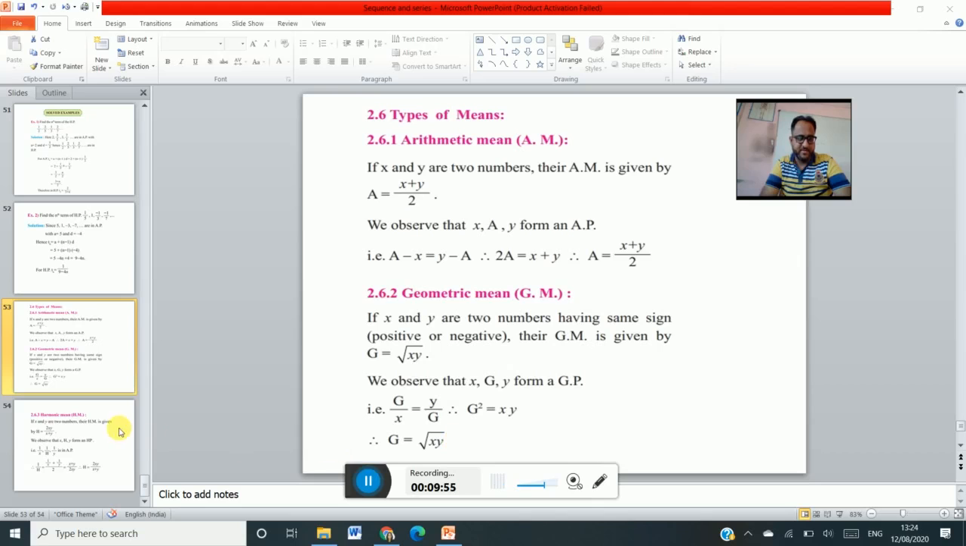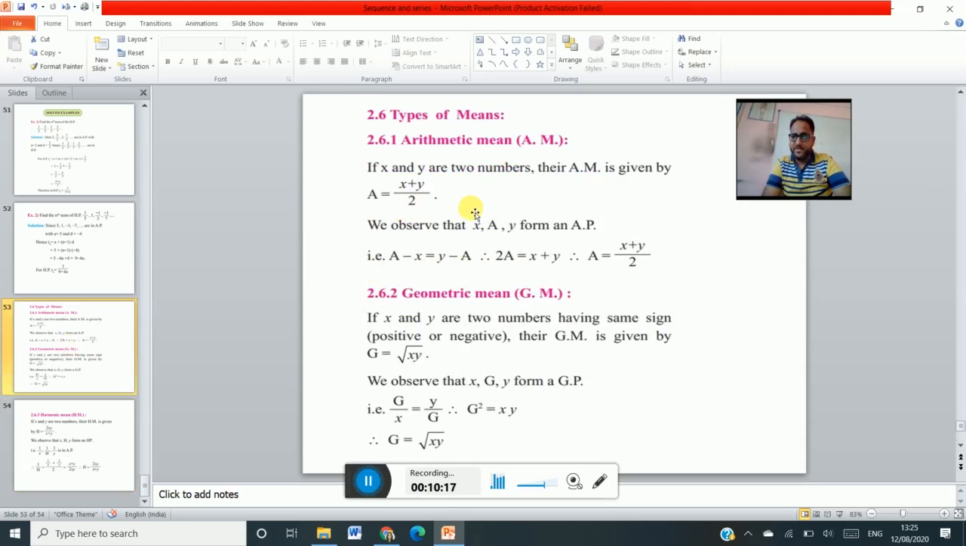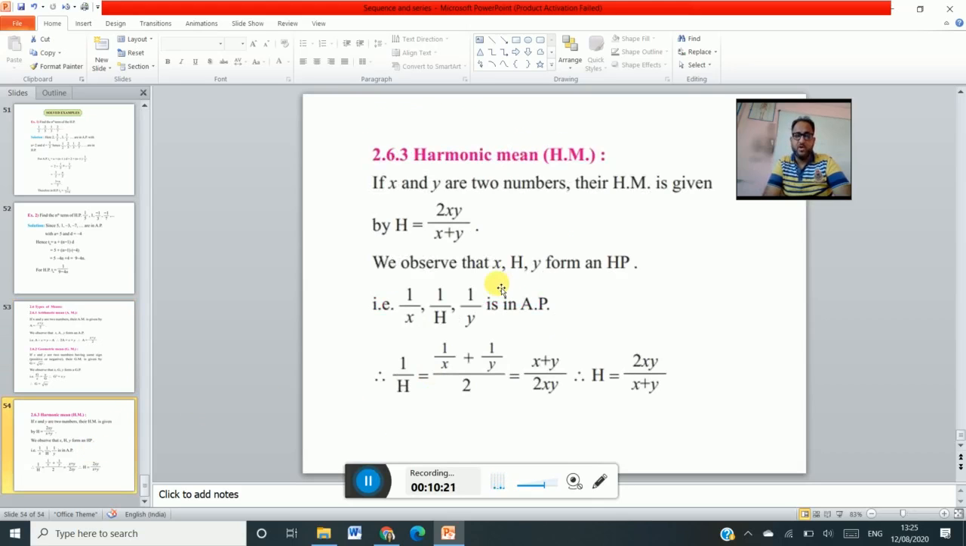Next is harmonic mean, right. That is arithmetic mean, geometric mean and harmonic mean. Again x and y are two numbers, then their harmonic mean is indicated by capital H in the formula, and it is found by H equals twice xy upon x plus y. In this way it is found. We need to remember the formulas for the examples: arithmetic mean (x plus y) by 2, geometric mean capital G equal to square root of xy, harmonic mean twice xy upon x plus y. Let's try to solve some examples depending on this.